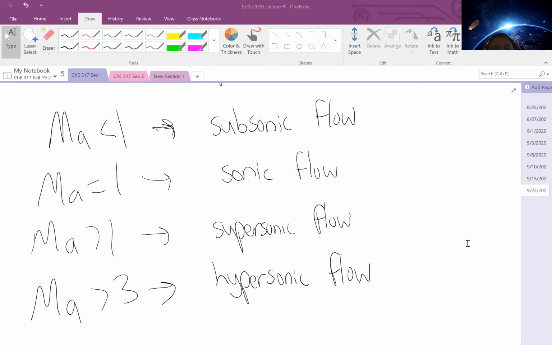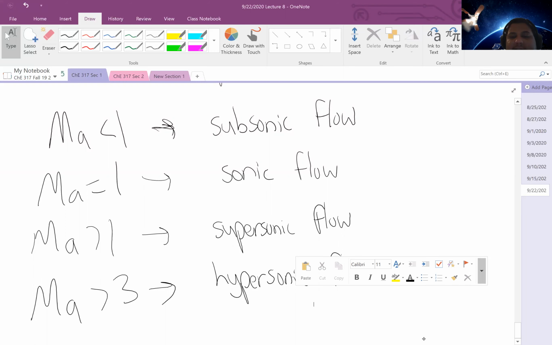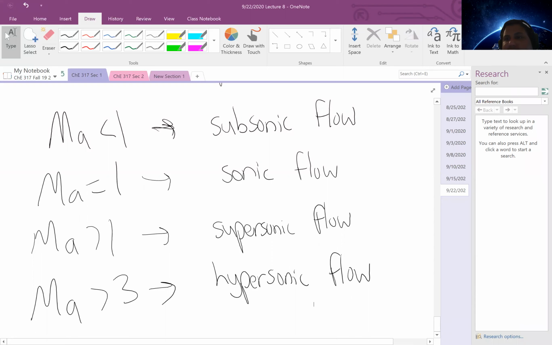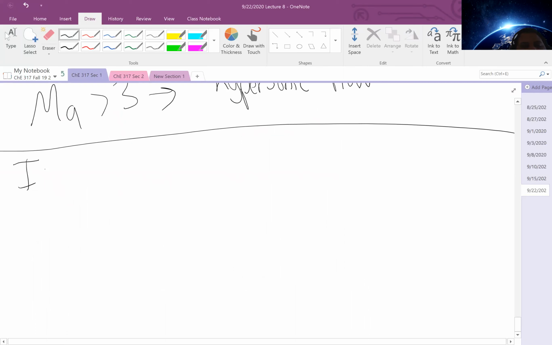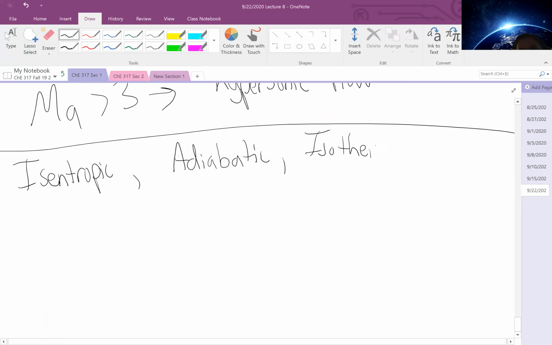So when we consider compressible fluids, the three major areas that we're going to discuss in this class are going to fall into isentropic, adiabatic, and isothermal frictional flow. Today we're going to talk about isentropic flow. On Thursday, we'll talk about adiabatic and isothermal flow.